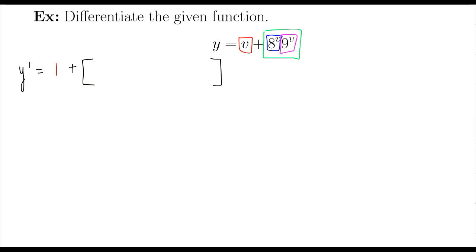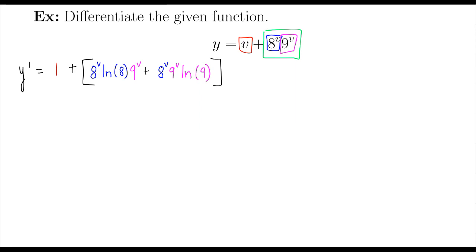Okay, so the product rule, derivative of the first. So the derivative of 8 to the v power is 8 to the v times the natural log of 8 times the second part, so 9 to the v. Okay, plus the first left alone times the derivative of the second. So derivative of 9 to the v power is 9 to the v power, natural log of 9.